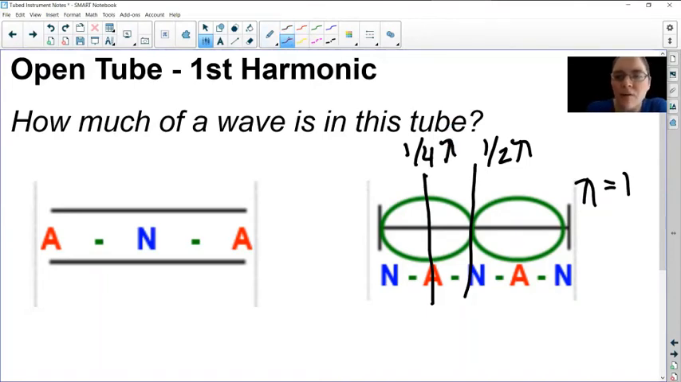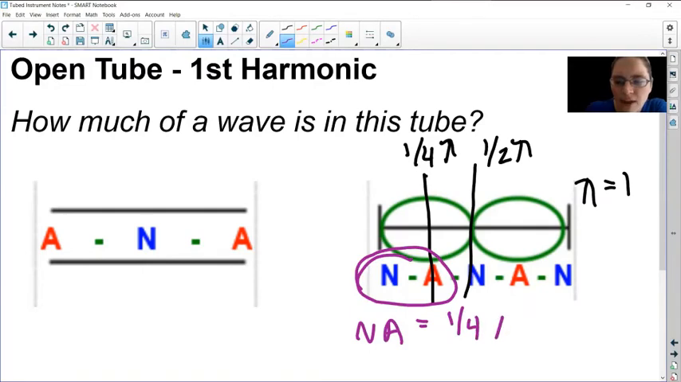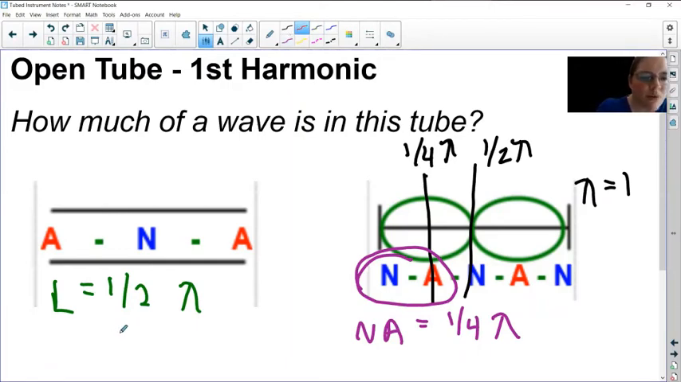That tells us something very important about standing wave harmonic patterns: going from one N to one A is always going to be 1/4 of a wavelength. So if we are going to think about how much of a wave we have in this tube, using L for the length of the tube, I can see that I have 1/4, 2/4, or 1/2 of a wavelength in my tube. Now, if I rearrange this equation for wavelength, to get one full wave, I have to multiply the length of my tube by 2. So my wavelength for this tube is going to be 2L over 1.